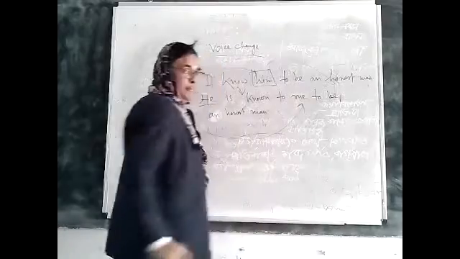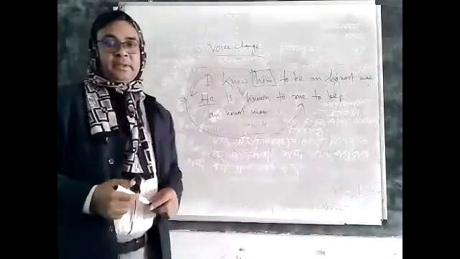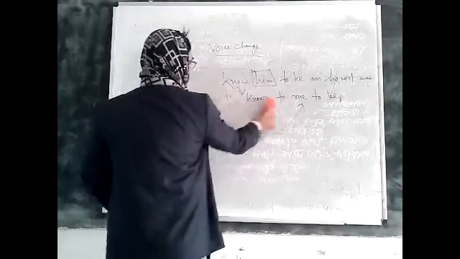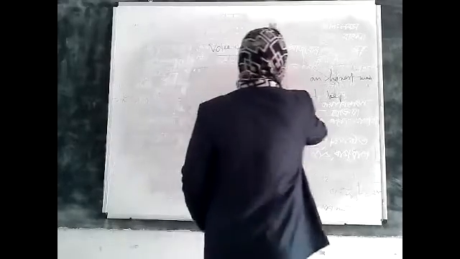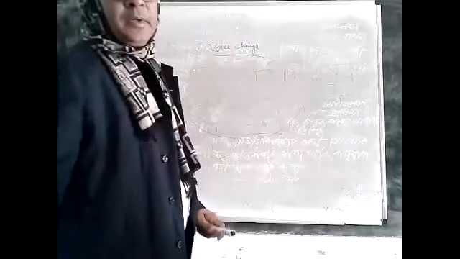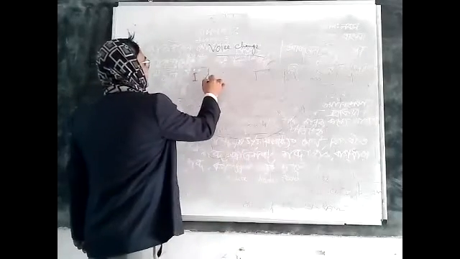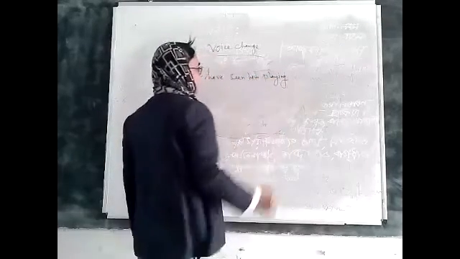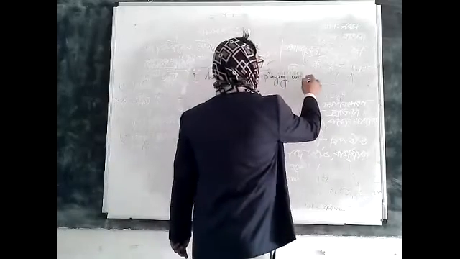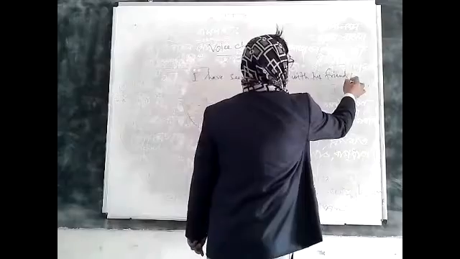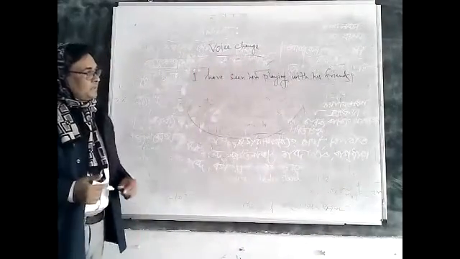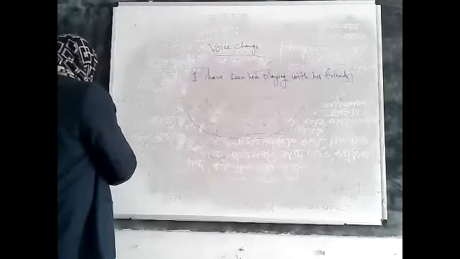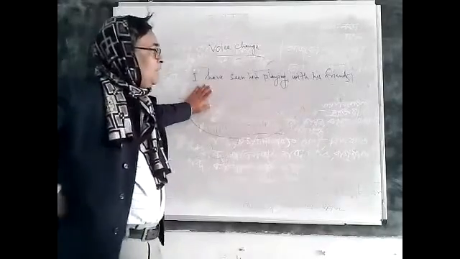Understand? Okay. Another sentence. I have seen him playing with his friends. Next sentence. I have seen him playing with his friends. Try to write the passive form of this sentence.